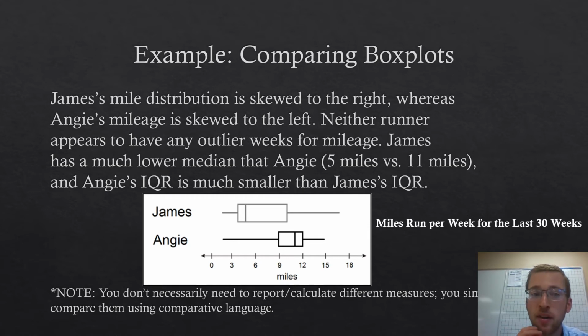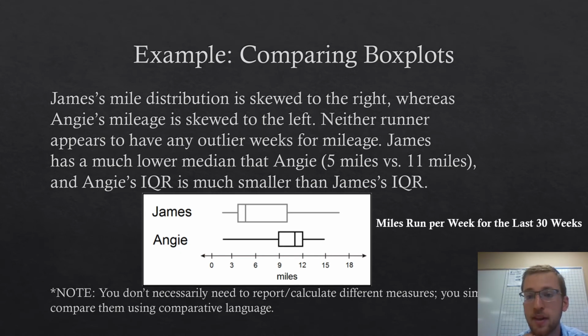So let's talk about shape first. What I said is James' mileage distribution is skewed to the right. We see that tail is going off to the right, whereas Angie's mileage is skewed to the left because that's where her longer whisker is. So that takes care of shape and context. It says neither runner appears to have any outlier weeks for mileage. We don't see any points, so I've addressed that there are no outliers. Again, I talked about context too.